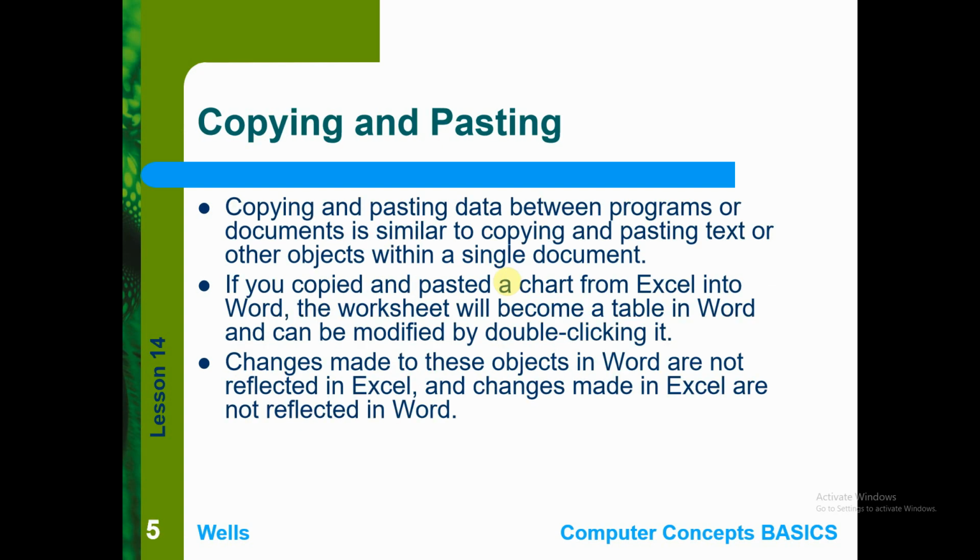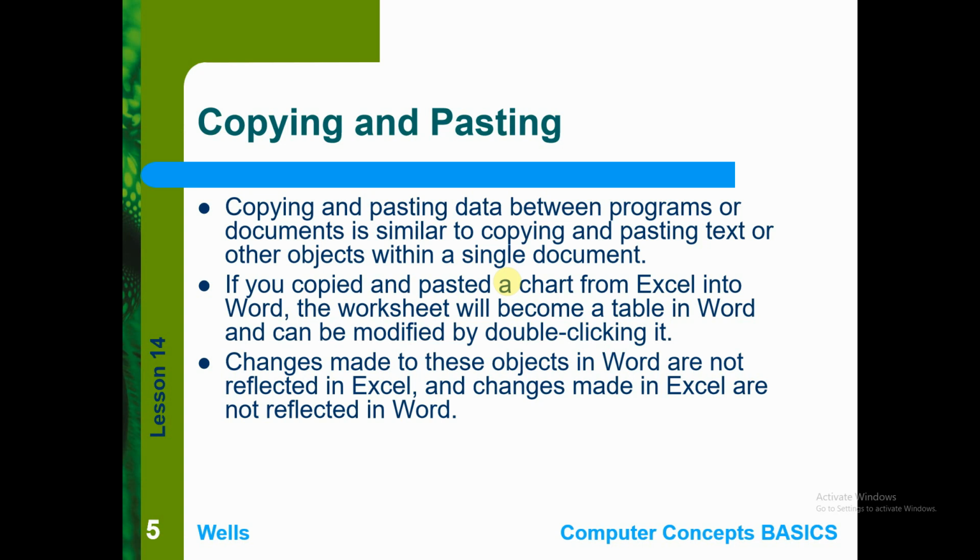So copying and pasting is similar to our copy paste. If you copy and paste text or other objects in MS Word, the same as editing in Word, the function is the same when you do it between programs or documents. For example, if you copy and paste a chart from Excel into Word, the worksheet will become a table in Microsoft Word and can be modified by double clicking it. Later on, we will demo that.